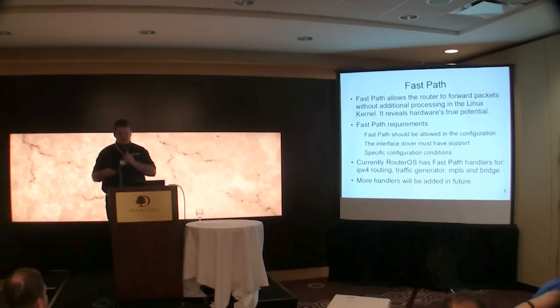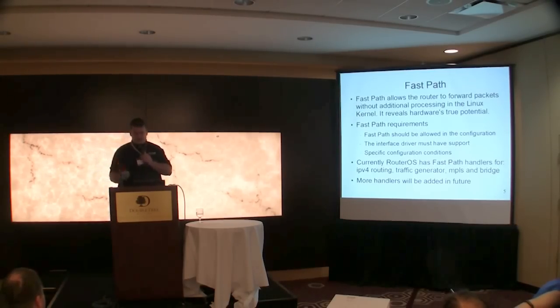So currently RouterOS FastPaths are for simple IP version 4 routing, bridging, traffic generator, and MPLS. And we are still scheduled to add some more handlers, like for example, simple firewall handlers. For example, all the options that use the IP header can also be fast-passed, and such things.